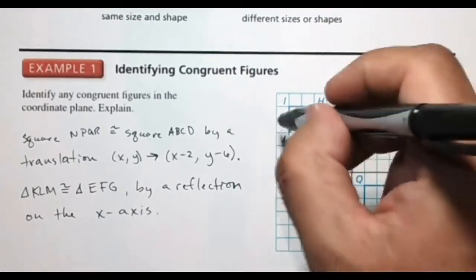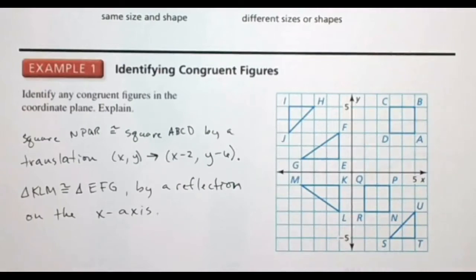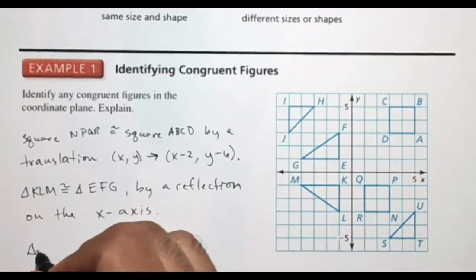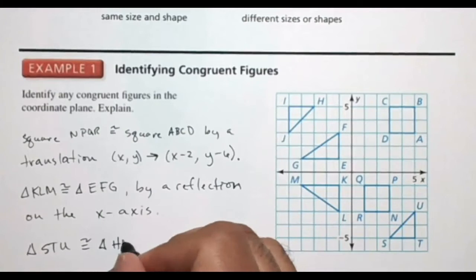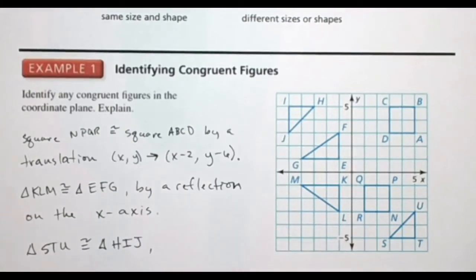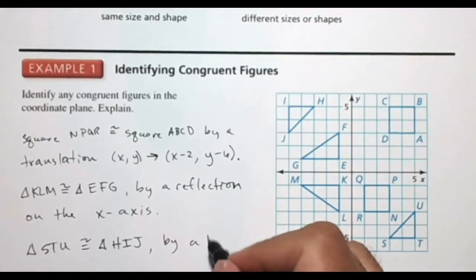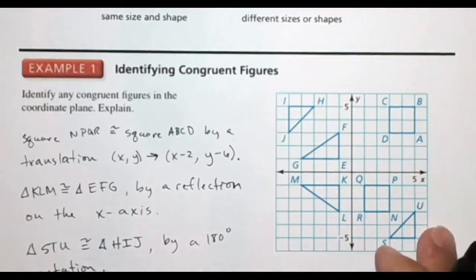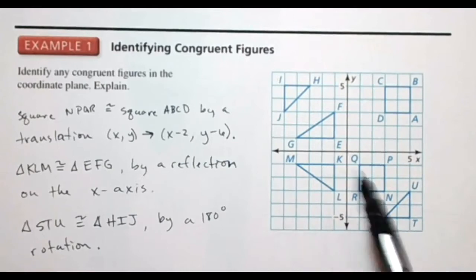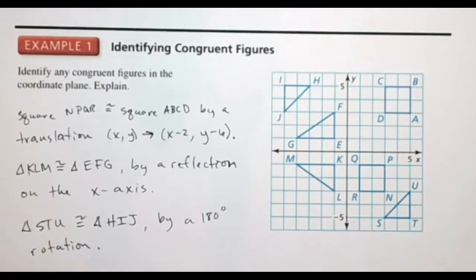And then I have these two triangles here. Looking at those, let's go ahead and make the congruent statement. We'd say triangle STU is congruent to triangle HIJ. And we would say that these are congruent by a 180-degree rotation. Okay. So you're going to have to look at these different shapes and come up with some rules or the different transformations, like a rotation, reflection, translation, and how you got from the pre-image to the image.